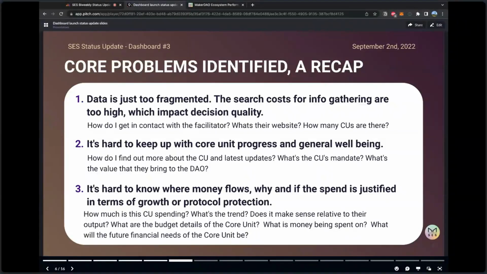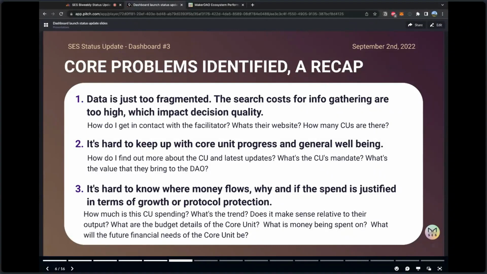Also, it's really hard to keep up with core unit progress and general well-being. That's another problem that we identified. Questions like: how do I find out more about this core unit? How do you even know what this core unit is working on? How do you know what value the core unit provides relative to where the DAO is going?